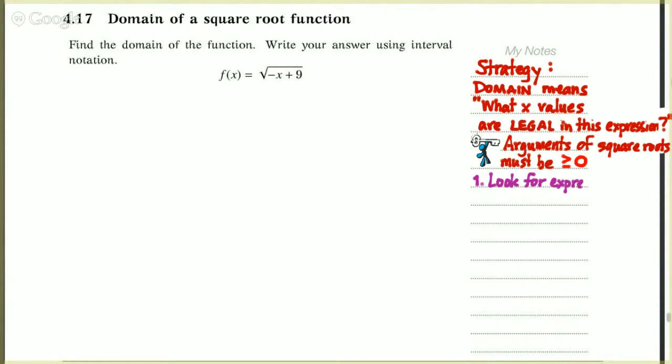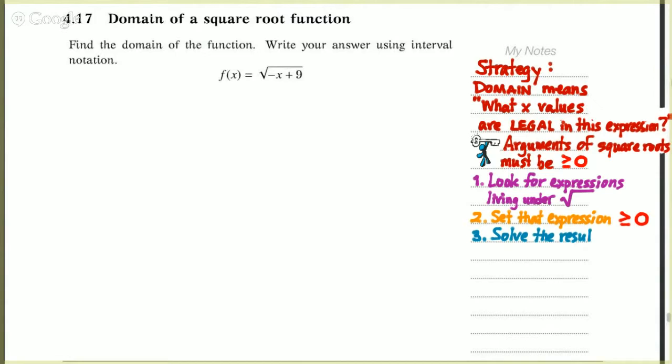So our strategy for this problem is going to be to first, because we see a square root in this function, look for the expression which lives underneath that square root sign. And because we know that we may only take a square root of a non-negative quantity and get a real answer, that means we need to insist that the expression underneath that square root be greater than or equal to 0. That gives us an inequality that involves x. And if we solve that resulting inequality, we get an expression which tells us which x values are legal to put into this expression and give us a real answer.